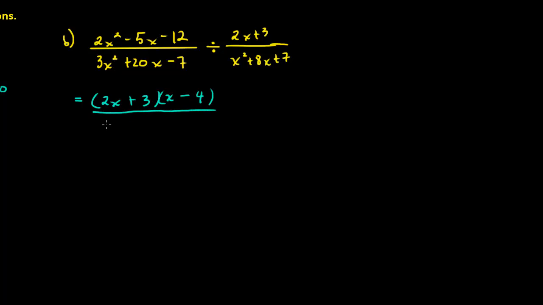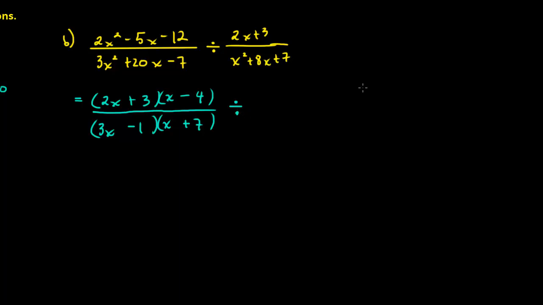I also have to factor the denominator. And again, I can just use guess and check. 3x and x multiply to 3x squared. Let's try positive 7 and minus 1, both multiply to negative 7. Now we can check to see if the middle term's correct. The middle term comes from multiplying 3x times 7, which is 21x, minus x is 20x. So I've factored this correctly.